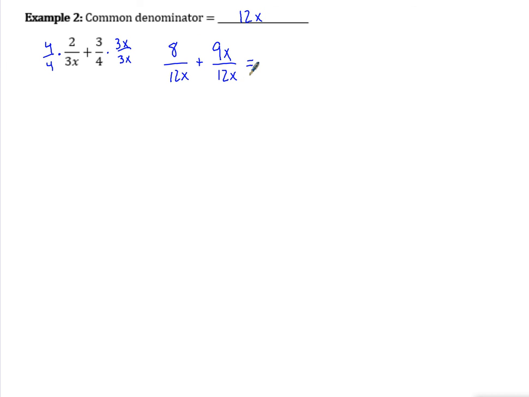And so now when I add, 8 plus 9x cannot be combined because they are not like terms, since they both don't have an x. All right, and then I have a 12x on the bottom. Remember, you cannot cancel out these x's because this term does not have an x. So this would be my final answer because there's no common factor between 8, 9, and 12.